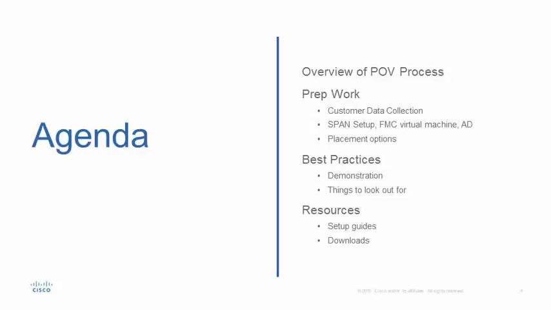The agenda is going to cover an overview of the POV process, what prep work we need to handle before kicking off the POV, such as collection of customer data, setting up a SPAN interface, configuration of policies on the FMC, the virtual machine that we need to stand up for the management center, as well as AD integration. And we'll also cover placement options of where you would want to stand the solution up in the customer environment. We'll also be going over some best practices.